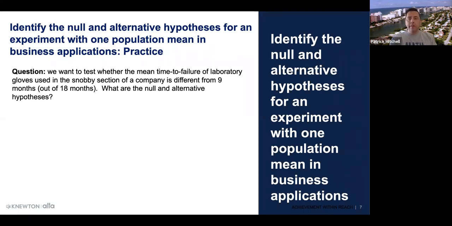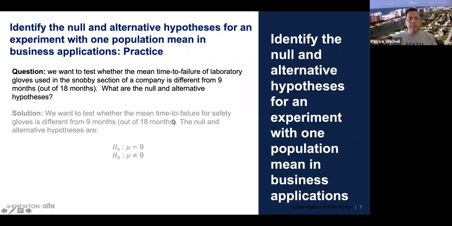Okay. So in that case, this type of test would be appropriate. Since it says different from 9 months, that is a does not equal. So the alternative hypothesis would be mu does not equal 9, and therefore the null hypothesis has to be that mu equals 9.